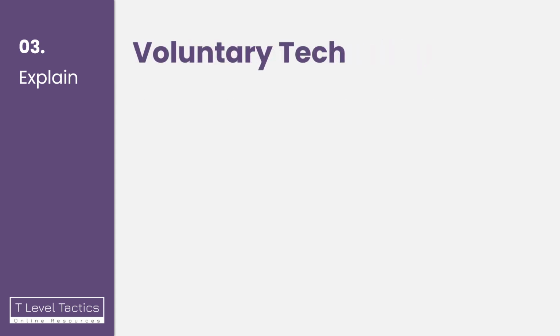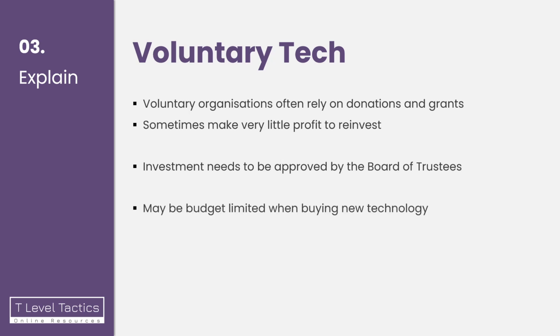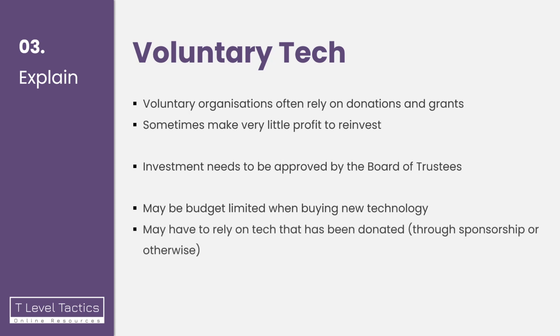Finally, the voluntary sector. Now, the voluntary sector often rely on donations and grants, which means they can make very little profit to reinvest back into themselves. Any investment that voluntary organizations make needs to be approved by that board of trustees. And you're going to be budget limited when they're buying any new technology. They're going to be relying upon whatever money they've created from donations or that they've been able to get from those grants. They may also have to rely on technology that's been donated, for instance through sponsorships or otherwise.